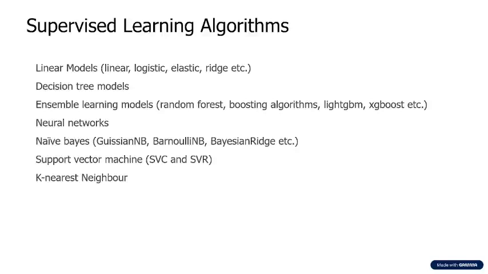Now, we have different types of algorithm for building machine learning models. There are many, but I just picked the commonly used ones. The first group of algorithm are linear models. Some of these algorithms are used for classification, some are used for regression, and there are some that you can use for both. But there are some that are specifically built for regression, while some are specifically built for classification.